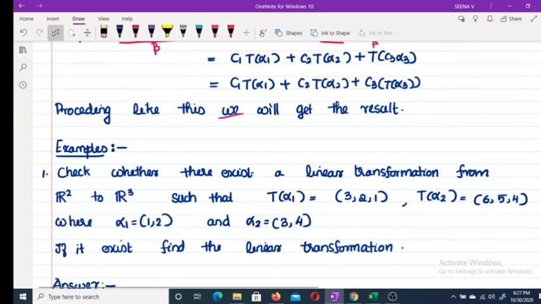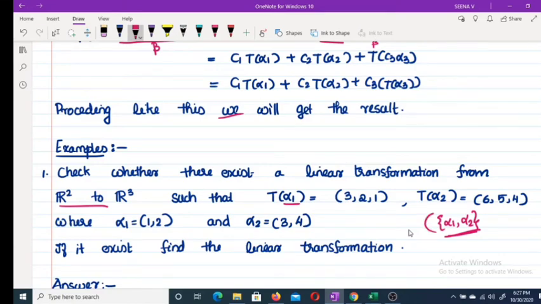Now, using the same theorem we are proving one example. Check whether there exists a linear transformation from R2 to R2 such that T alpha 1 is equal to this one, T alpha 2 is equal to this one. We have to check whether there exists a linear transformation. If it exists, find the linear transformation. For this, what do we have to prove? If alpha 1 and alpha 2 are an ordered basis, then clearly there exists a linear transformation T from R2 to R2 satisfying this condition.